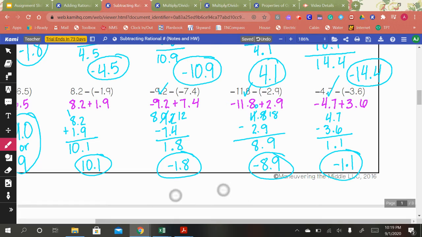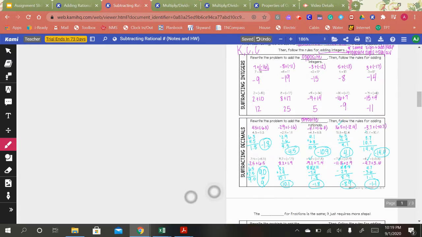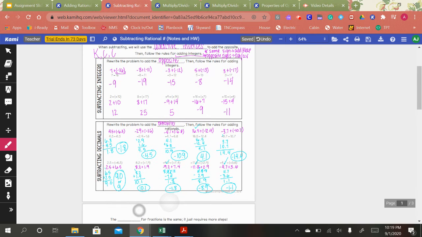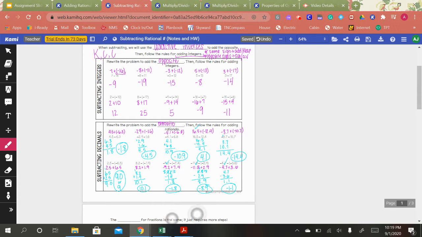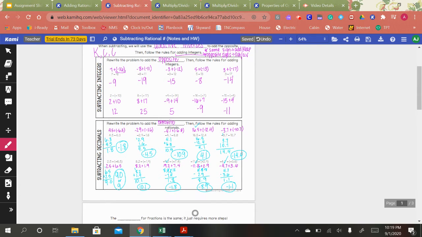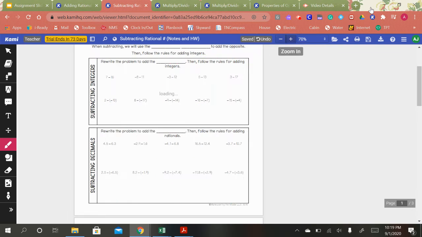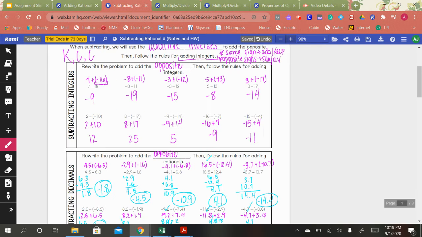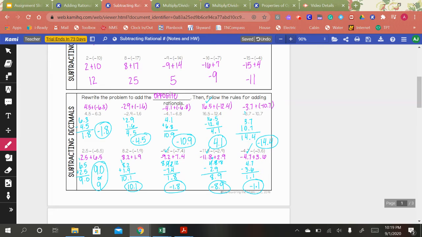All right, so again, we did keep, change, change to change them from subtraction. I'm trying to zoom in just a little bit. We use keep, change, change to change them from subtraction to addition, and then we followed our integer rules for addition, and that was same sign add. And opposite signs, we are going to subtract.